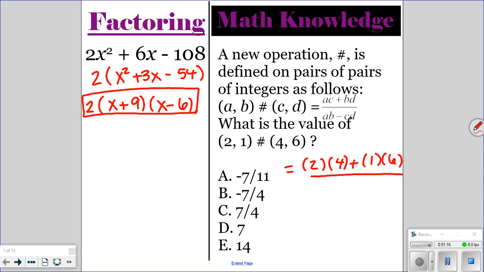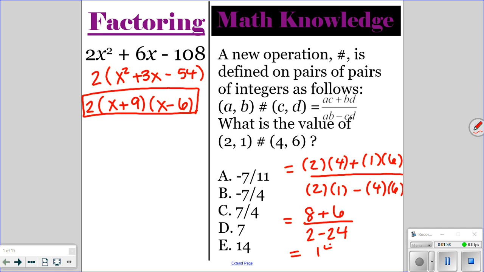And then A is 2. B is 1. C is 4. And D is 6. So then you have 8 plus 6 over 2 minus 24. So 8 plus 6, 14. 2 minus 24 is negative 22. And those both divide by 2, so you get negative 7 over 11. And so that would be your answer there.